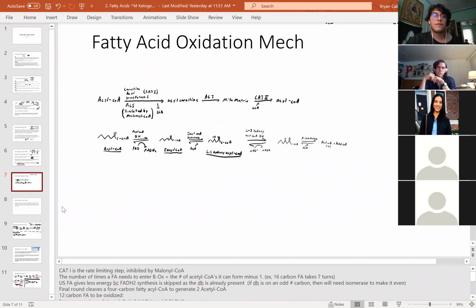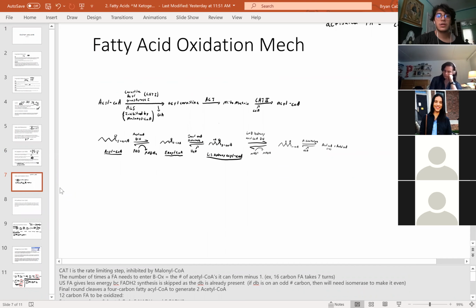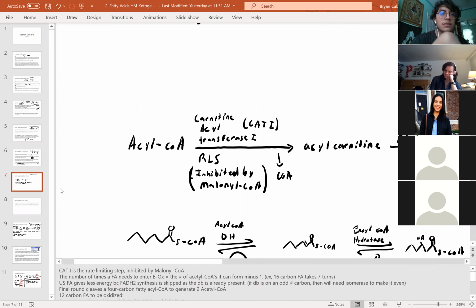Okay, here we have our first pathway. We have fatty acid oxidation. All right, so as I mentioned before, let's draw our fatty acid right here. Our fatty acid has to get activated first. So can anyone tell me why the fatty acid has to get activated?